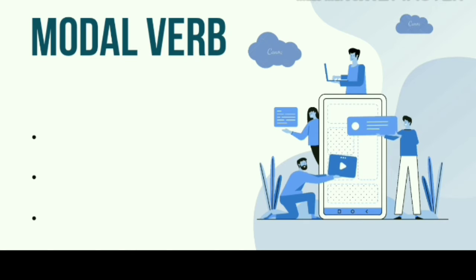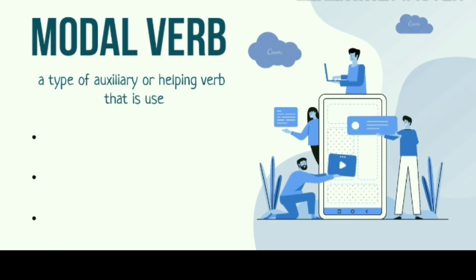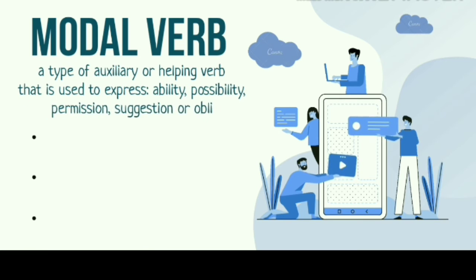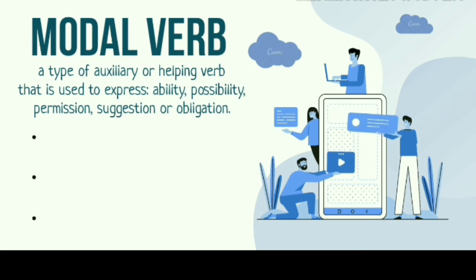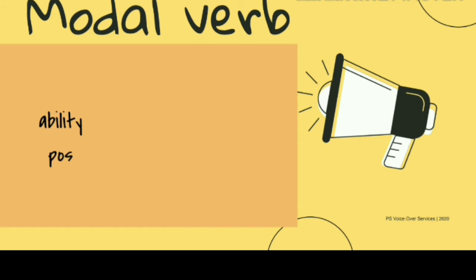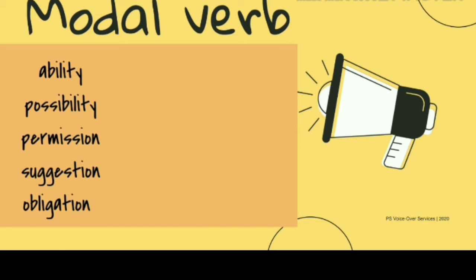Today, we will talk about how to use modal verbs properly. Modal verb is a type of auxiliary or helping verb that is used to express ability, possibility, permission, suggestion, or obligation. Each modal verb can have more than one meaning, which depends on the context of the sentence or question.